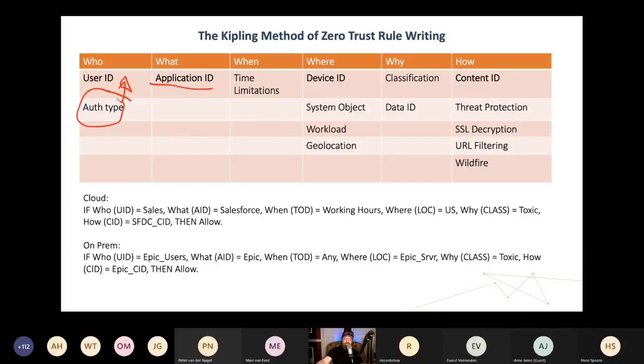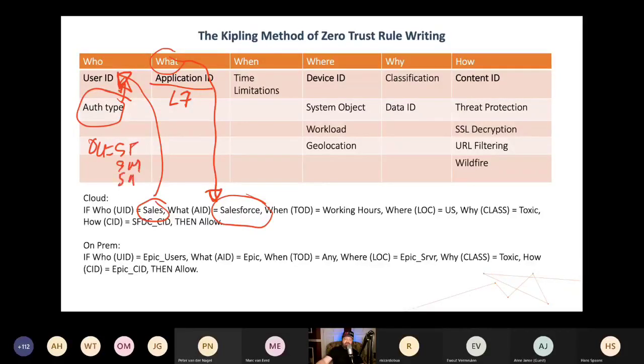Then we can define an application ID. Applications again need to exist at layer 7. This is where we're replacing port and protocol to define the what statement. We can see this happening in this rule for Salesforce. The what statement is the Salesforce application. You can access the Salesforce application if you're in the sales user ID. That might be the OUs of salespeople or sales managers or sales admins. Add the right authentication type, and then you can access Salesforce.